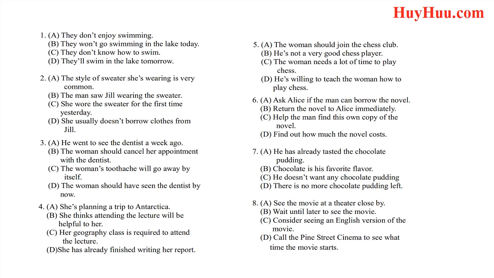Here is an example. On the recording, you hear, I don't like this painting very much. Neither do I. What does the man mean? In your test book, you read, A, he doesn't like the painting either. B, he doesn't know how to paint. C, he doesn't have any paintings. D, he doesn't know what to do.